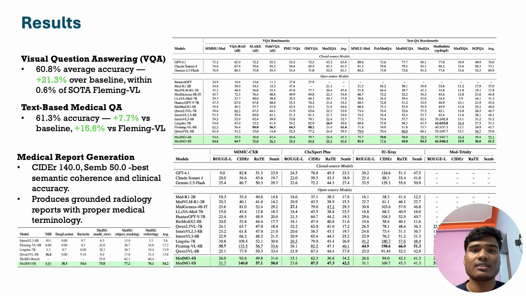MedMO achieves strong results across different medical tasks. For visual question answering, it reaches 60.3 average accuracy, an improvement of 21.3% over the baselines, and for text-based QA it reaches 61.3 accuracy, outperforming the baselines and Fleming-VL. We also have MedMO-Next versions, which produce the highest accuracy across all tasks.